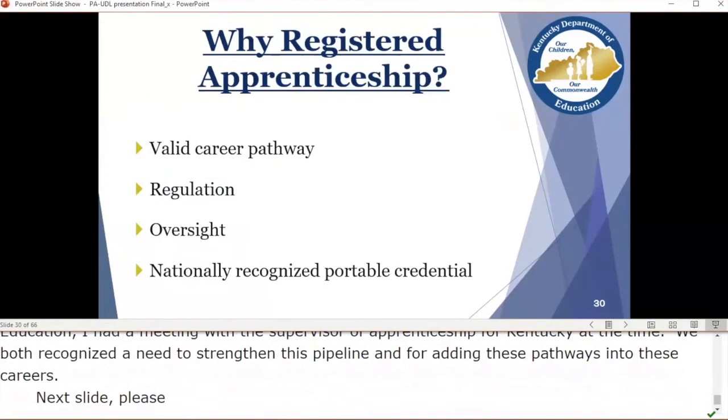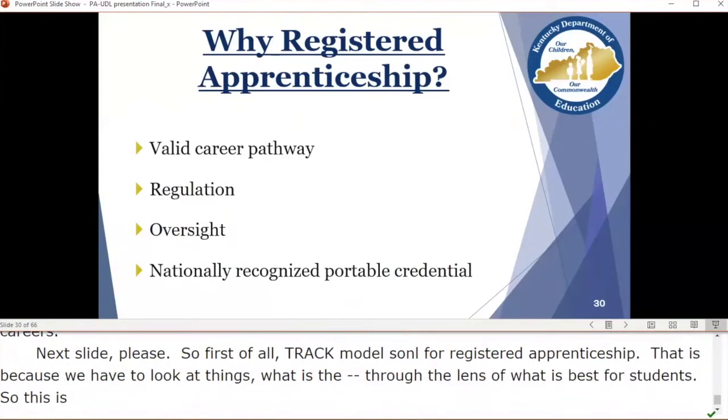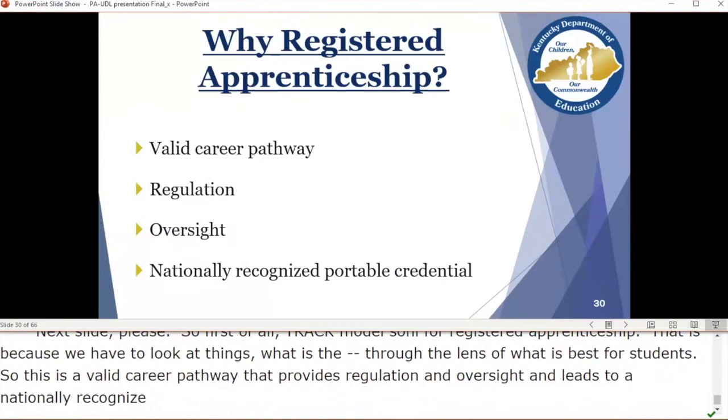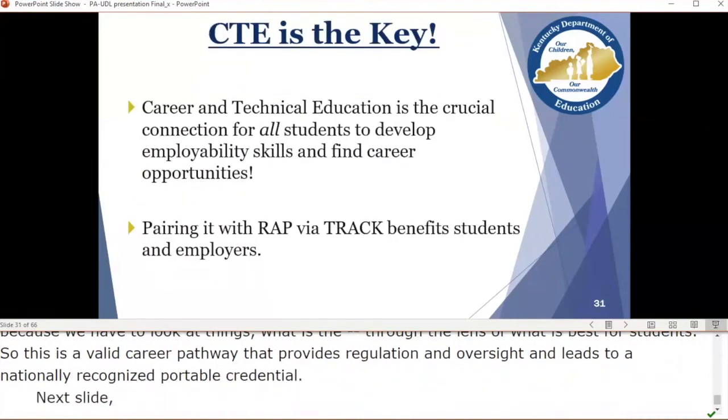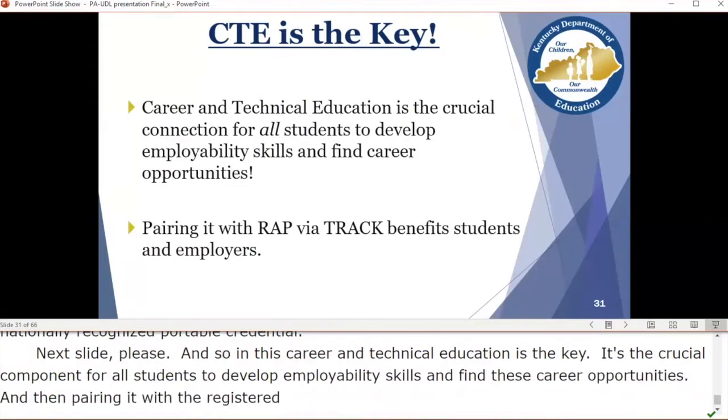First of all, the TRACK model is only for registered apprenticeship, and that is because we have to look through the lens of what is best for students. This is a valid career pathway that provides regulation and oversight and leads to a nationally recognized, portable credential. Next slide, please. In this, career and technical education is the crucial component for all students to develop employability skills and find these career opportunities. And pairing it with the registered apprenticeship program benefits students and employers. Next slide, please.